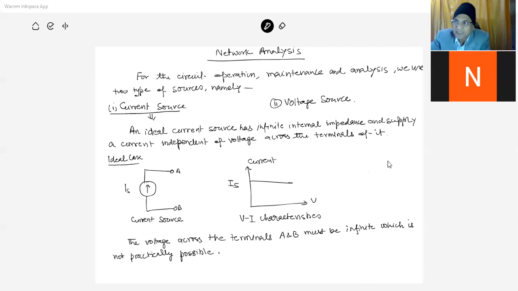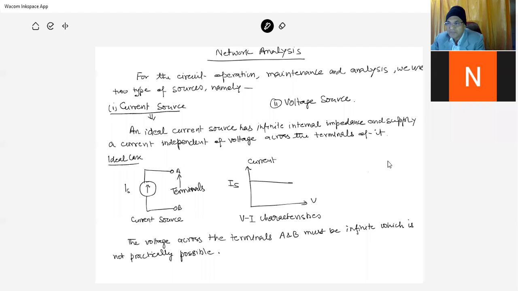कौन कौन terminals? There are two terminals. These terminals are A and B. So इस टर्मिनल्स के वोल्टेज के ऊपर निर्भर नहीं करता है.